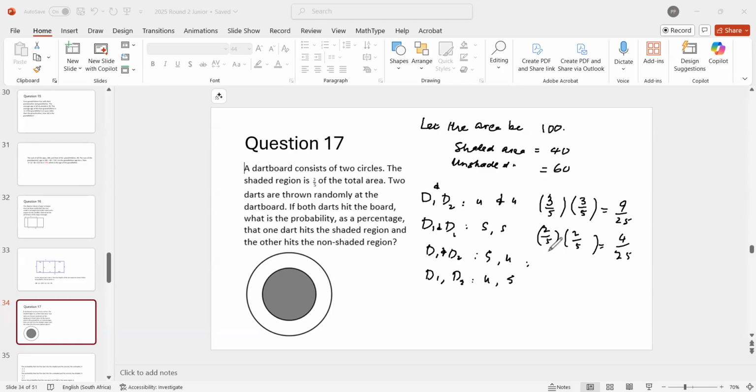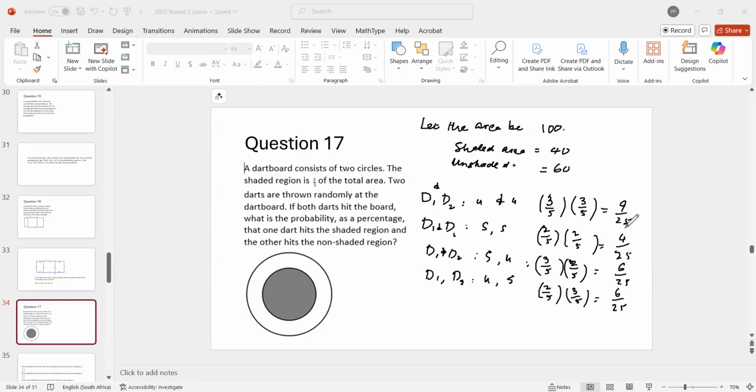So here, you can see it's going to be, shaded will be 3/5. The unshaded is 2/5. So that makes it 6 over 25. And here, it's the same, but you start off with 2/5. So the first dot is 2/5 and the second dot is 3/5.